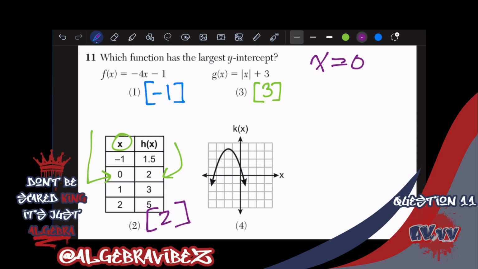And then for the graph, we're going to look at, again, this little box here, because it's where it's crossing the y-axis, and it's going to give us a y-intercept of 1. So getting back to what the question is asking us, which has the largest? Choice 3.